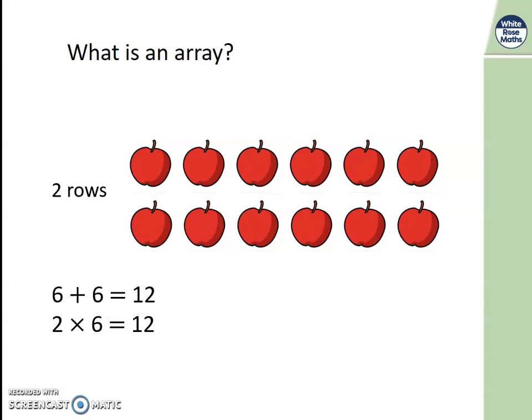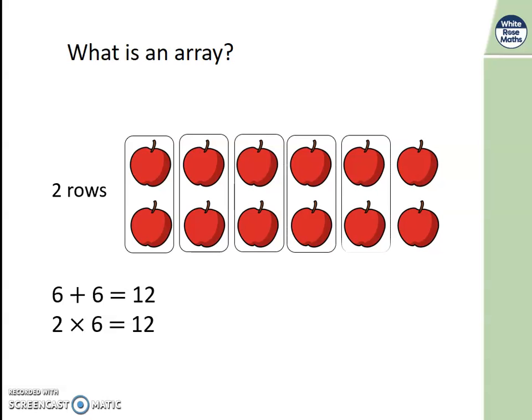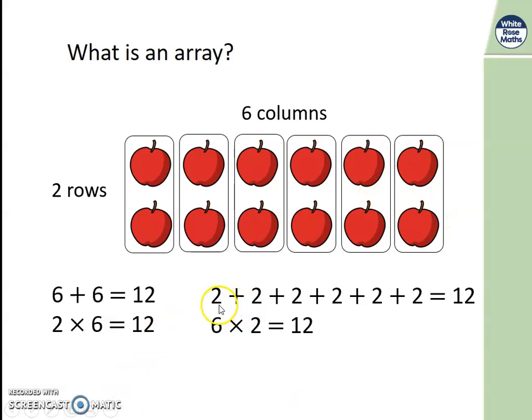Let's see another way that we can use this array to count. We could go that way. So there's 2 add 2 add 2 add 2 add 2 add 2. It's really tricky, and there are 6 columns. 1, 2, 3, 4, 5, 6. So we can say all those 2 add 2s equals 12, or an easier way of saying it is 6 times 2. And like we said earlier, 2 times 6, 6 times 2 equals the same.